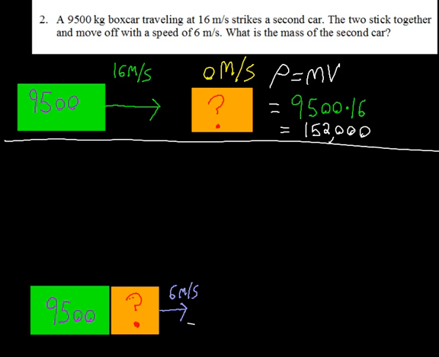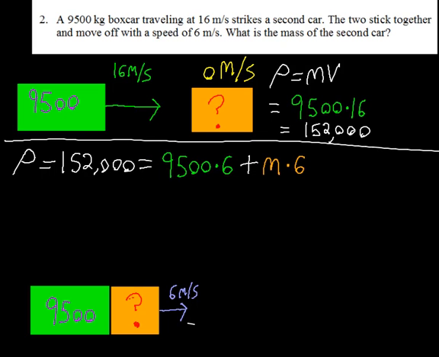So adding up the mass times velocity for every object, we get 9,500 times 16, which gives us quite a bit of momentum, 152,000. But not a big deal. We can still work it. Don't let the big numbers scare you. That means down here at the bottom, the total momentum has to be the same. It's 152,000. And that's equal to adding up the mass times velocity for every single object.